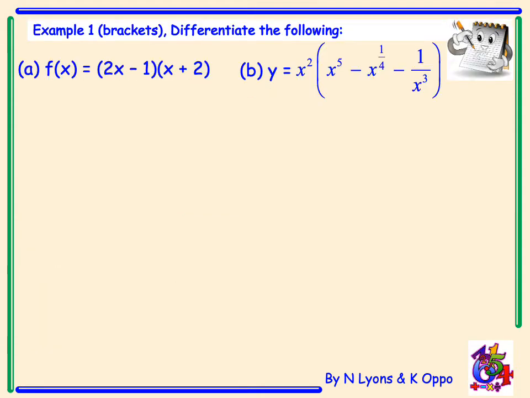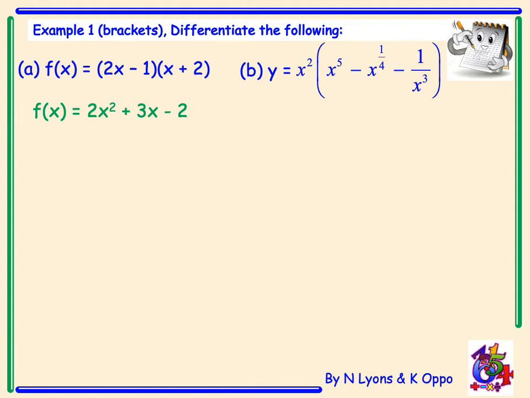Example 1. Differentiate the following. So f of x is equal to (2x minus 1) multiplied by (x plus 2). So the first thing we have to do here is expand our brackets. So if we expand the brackets and collect our like terms, we get f of x is equal to 2x squared plus 3x minus 2.